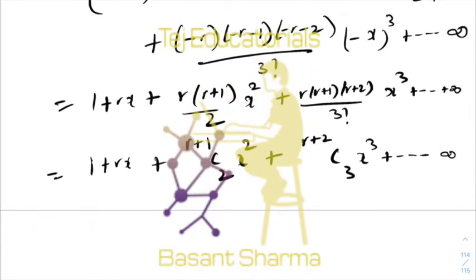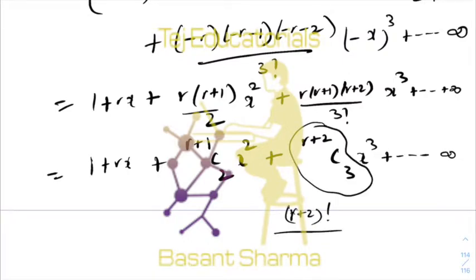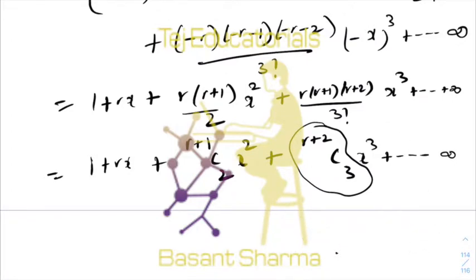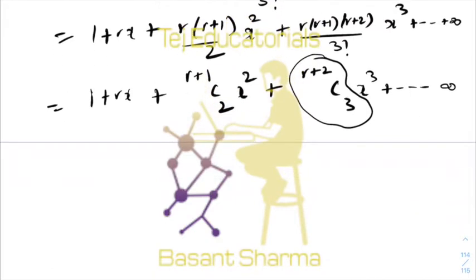All right. By the way, just to verify this, if you expand this term, this is nothing but r plus 2 factorial upon r plus 2 minus 3, which is r minus 1 factorial, into 3 factorial, which is nothing but r plus 2 into r plus 1 into r upon 3 factorial, which is nothing but this term. All right. Okay.